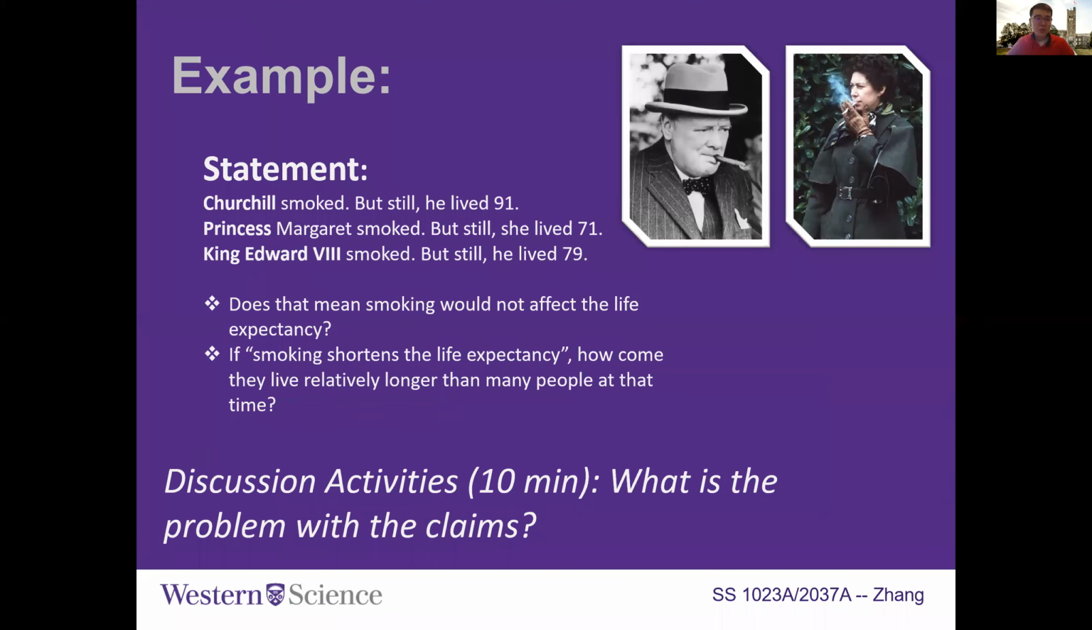So now come the two statements. The first statement is: do these three examples mean smoking would not affect life expectancy? And the second statement is: if smoking shortens life expectancy, then how come they lived relatively longer than many people at that time? So I'll first give you one to two minutes to read these statements, and then I'm going to assign you into small rooms so that you can discuss with each other.